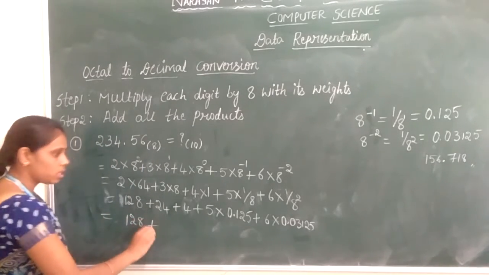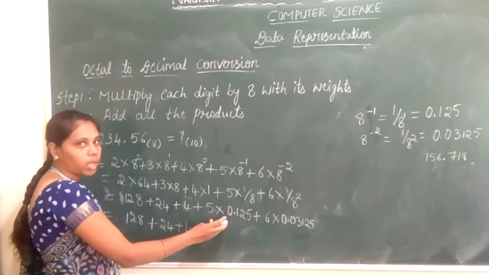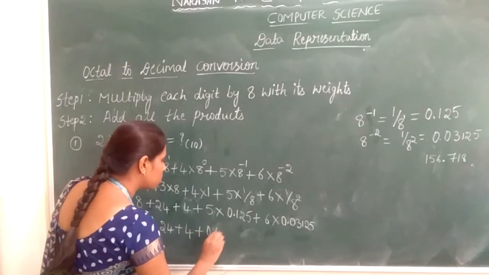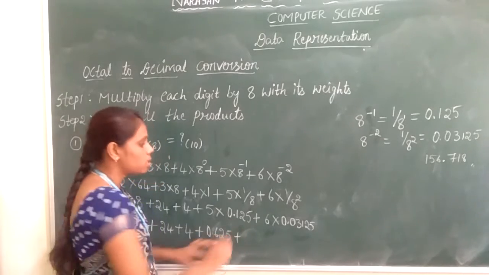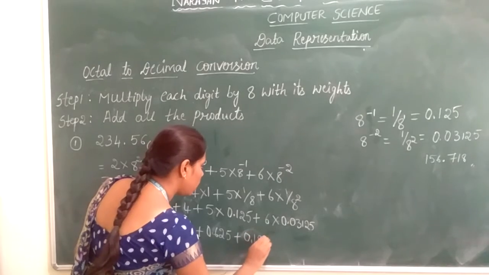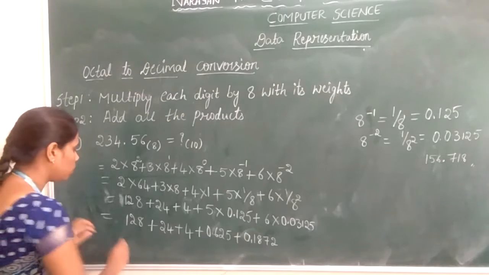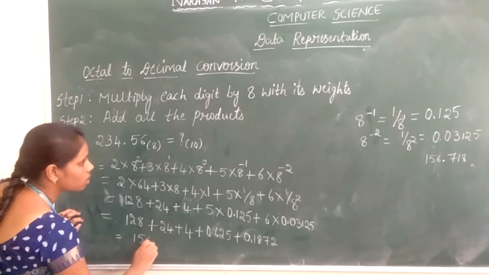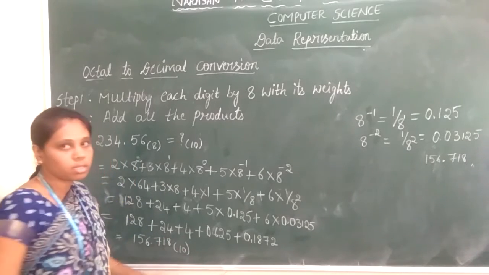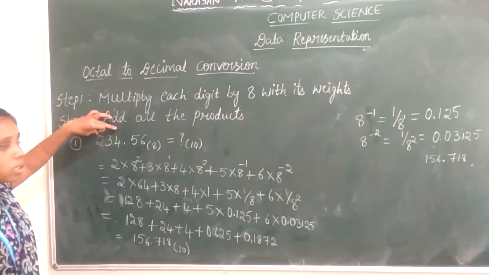128 plus 24 plus 4 plus 5. Now 5 into 0.125 is 0.625, plus 6 into 0.03125 is 0.1872. Now add all these terms, you will get the value as 156.718 of base 10. So this is the decimal equivalent value for the given octal number.